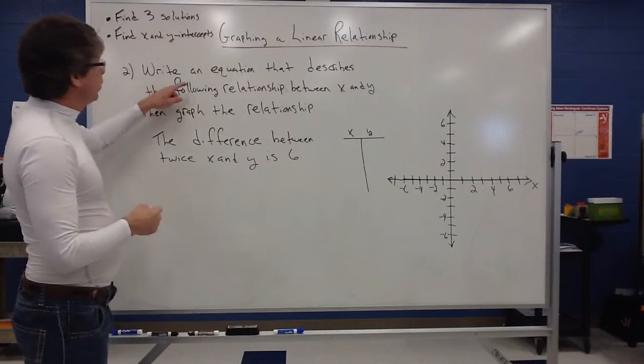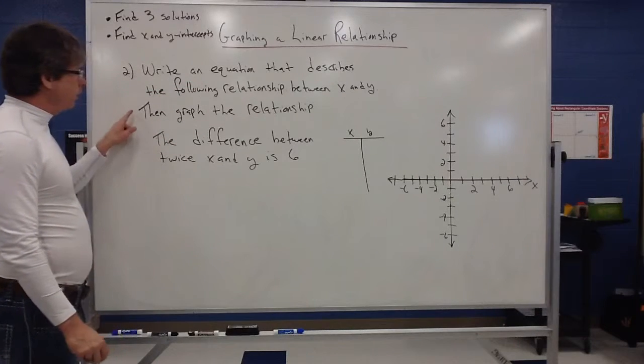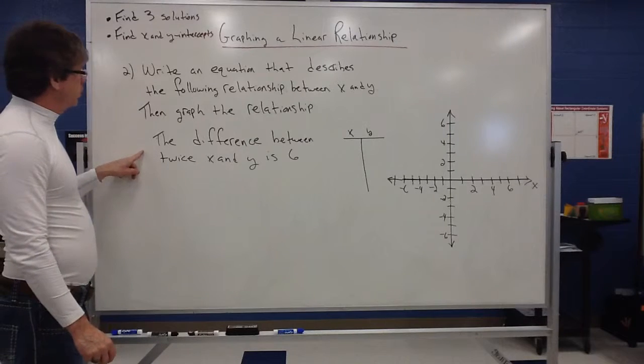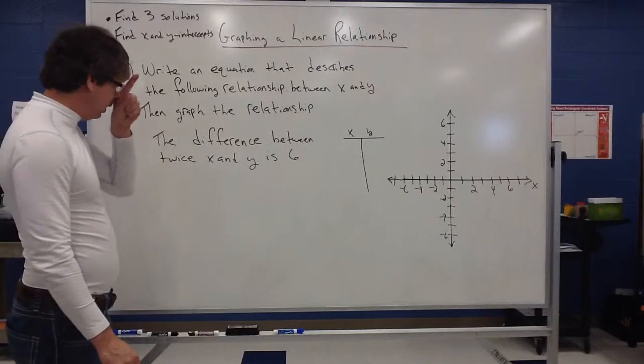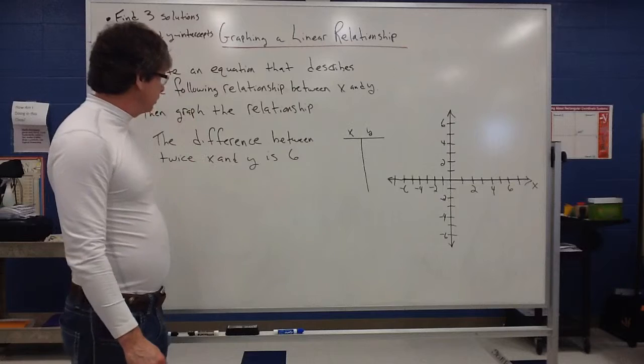So again, we're going to write an equation that describes the following relationship between x and y, and then we're going to graph that relationship. So here's our little relationship: the difference between twice x and y is 6. We pick up on the difference kind of means subtraction.